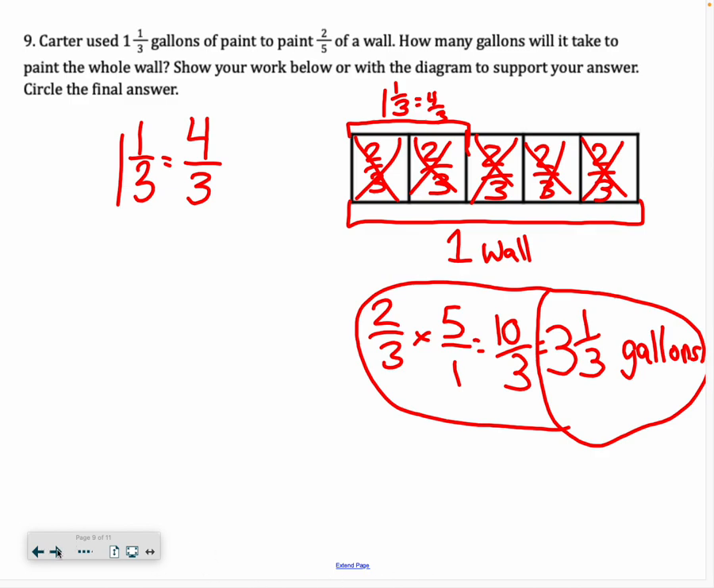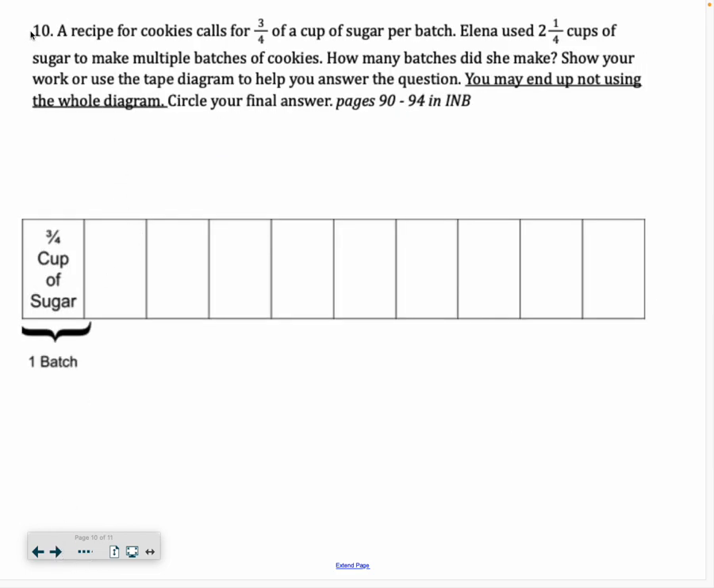Two more pages. Problems. A recipe for cookies calls for 3/4 of a cup of sugar per batch. Elena used 2 1/4 cups of sugar to make multiple batches of cookies. How many batches did she make? Show your work or use the tape diagram to help you. You may end up not using the whole diagram. Circle your final answer. Okay, so we see how I started the tape diagram for you, okay?